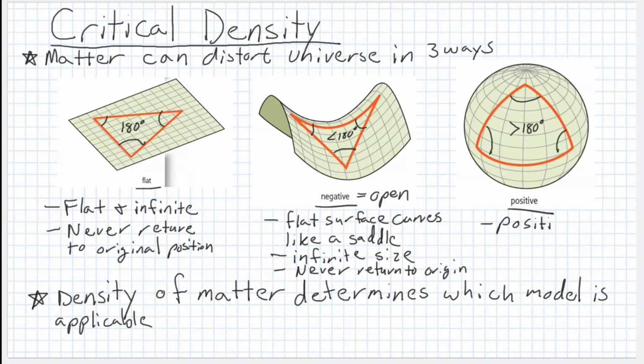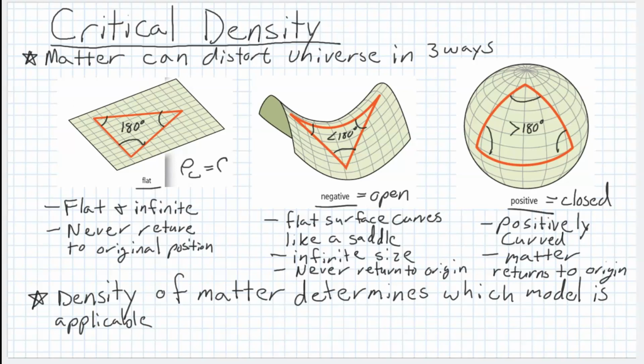The last model is of the positive universe, positive curvature. In this situation, the matter would stop expanding one day and return to its origin, which is why this universe's shape would also be called a closed universe.